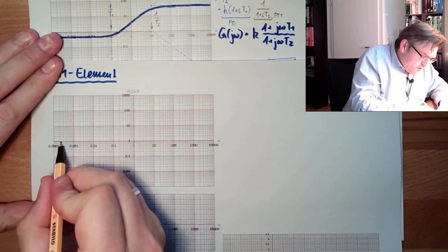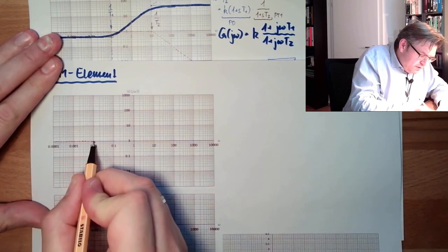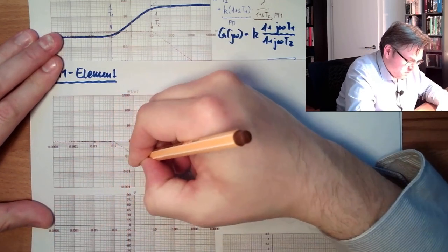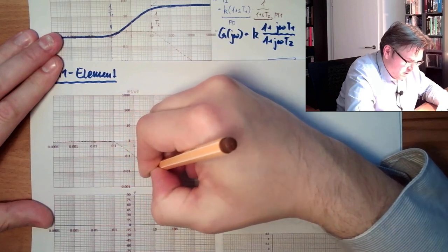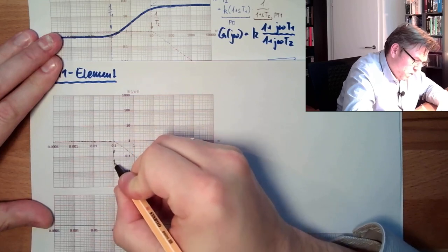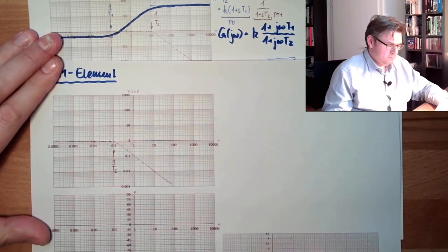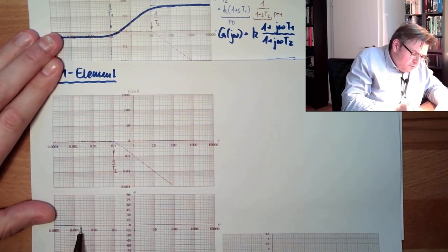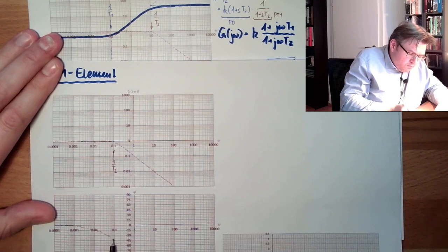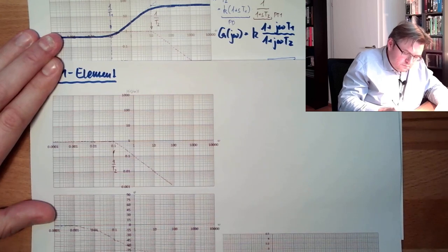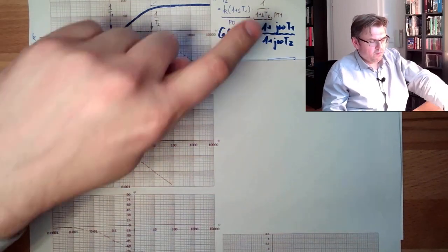So we are at 0, at 1. And now I simply will shift the rows. So we start to drop here. Now T2 is 10. Here we are at 1 divided by T2 again. So we have minus 45 degree, and we will end up here at minus 90. This is the PT1 part.